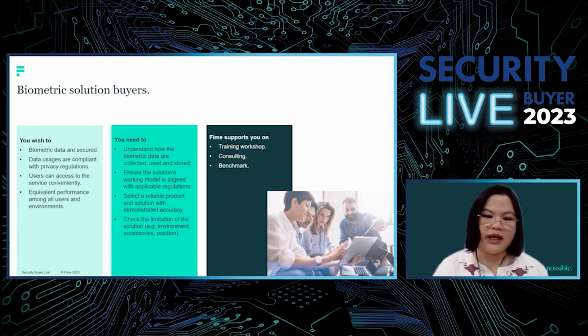If they have limitations in different environments, for example, outdoor or a specific market, then you would wish to understand them beforehand. In this case, FIME can support you by providing a training workshop to help you understand the considerations you need to know before selecting the solutions, and also customized consulting service or help you to benchmark the solution providers you have on the list.